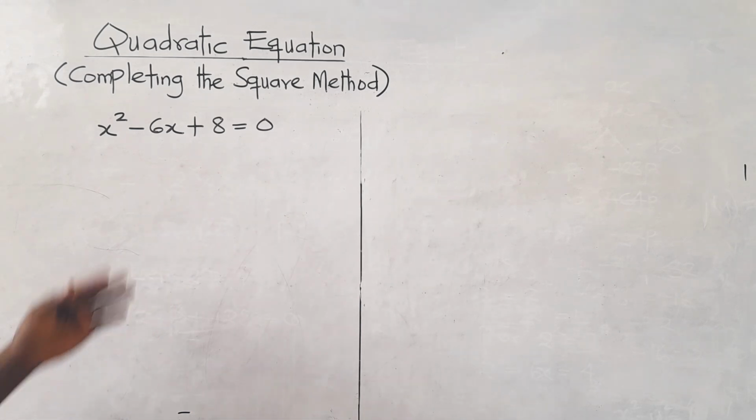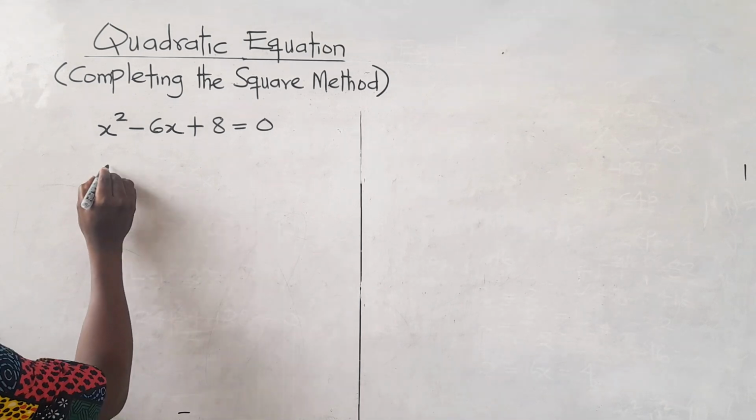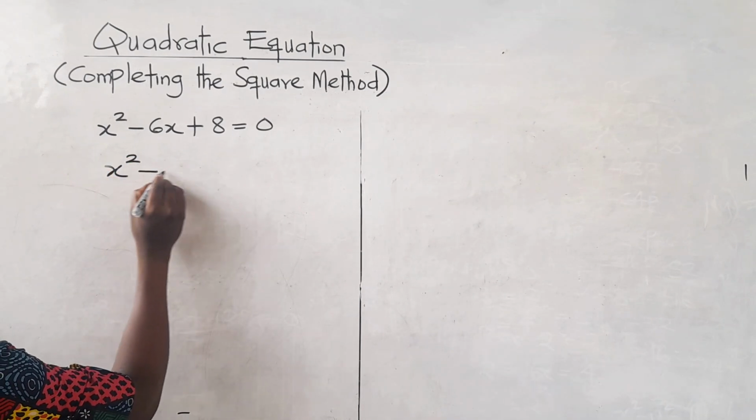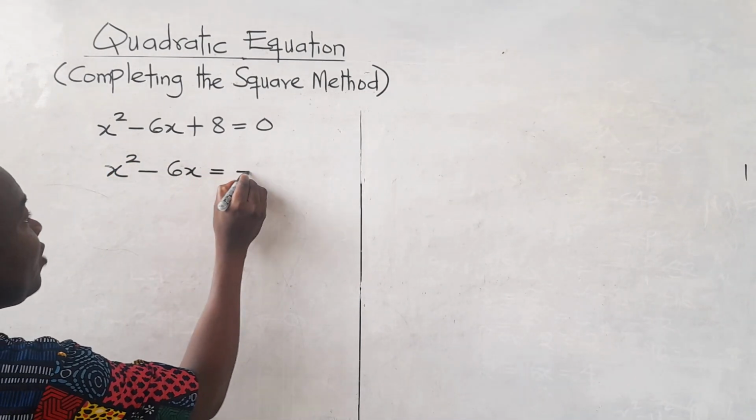Let's continue. So you take the constant term to the other side, it becomes x squared minus 6x equal to minus 8.